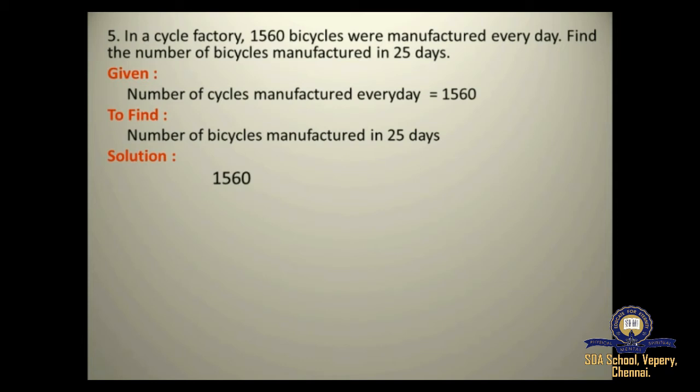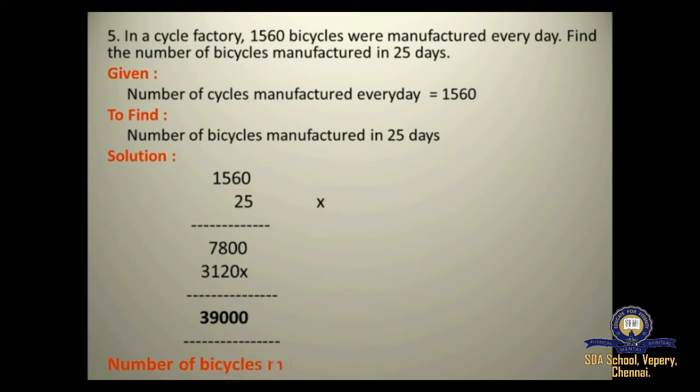You are supposed to find the number of bicycles manufactured in 25 days. So you're going to multiply the value 1,560 with 25. Okay. When you multiply, you will be getting the answer 39,000. Okay. So what is the total number of bicycles manufactured in 25 days? That is 39,000. Got it, students?